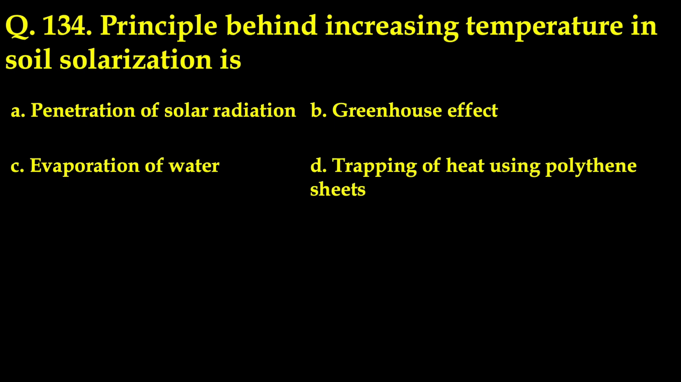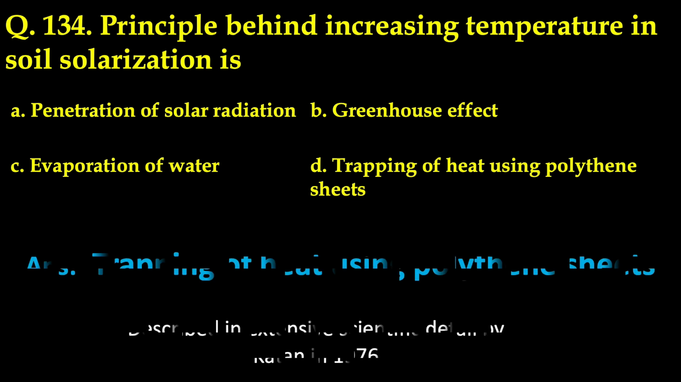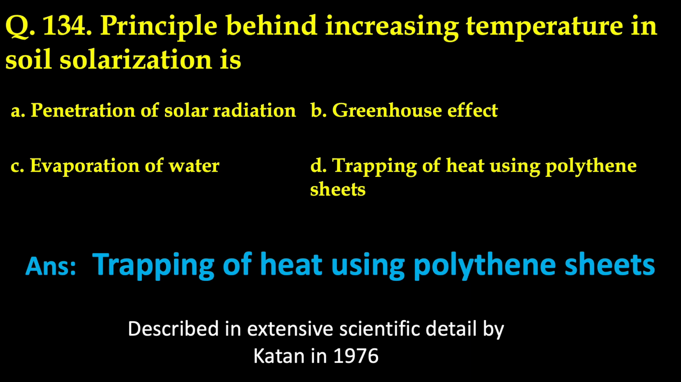This is another question. The principle behind increasing temperature in soil solarization is... there are 4 options: penetration of solar radiation, greenhouse effect, evaporation of water, trapping of heat using polythene sheet. And the correct answer for this question is trapping of heat using polythene sheet. As we know, solarization is a hydrothermal process of disinfecting the soil pest, accomplished by solar heating, which is referred to as the solar heating of the soil in early publications.